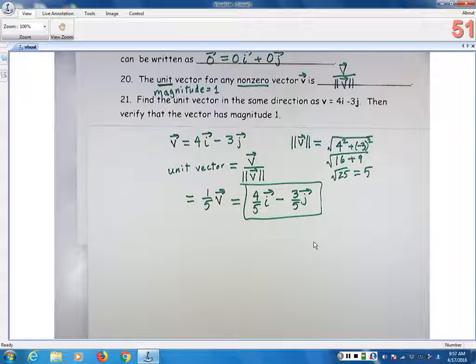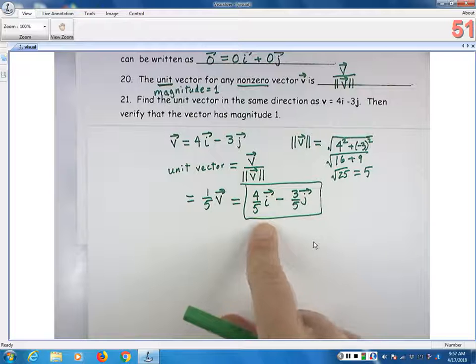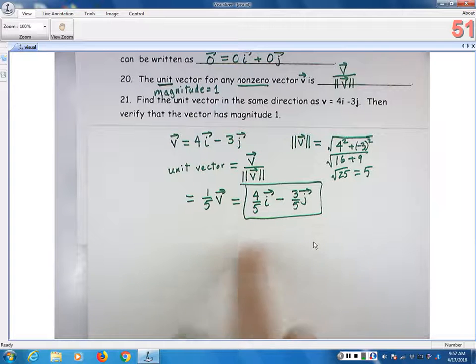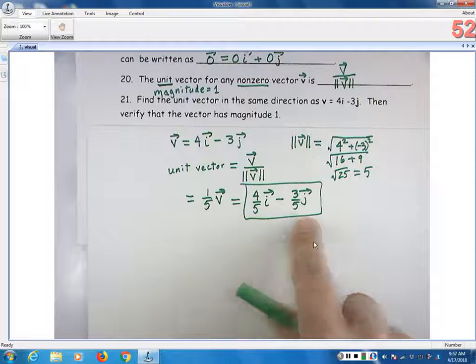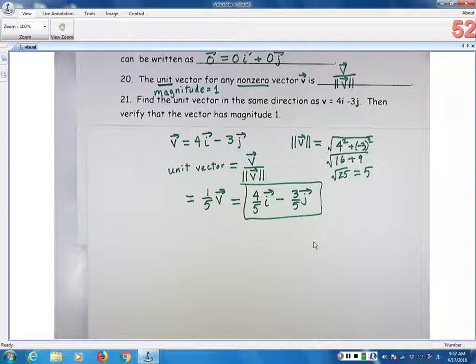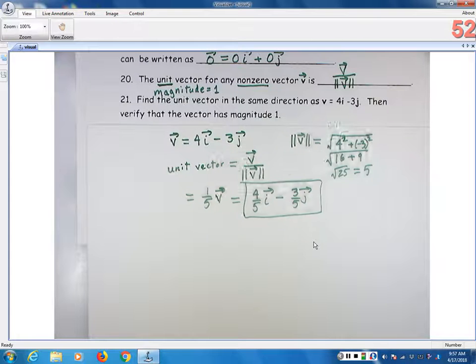I double checked it. Is this really a unit vector? Does this really have a magnitude of 1? So I went ahead and checked it on my building notes. I took 4/5 squared plus 3/5 squared and took the square root of that and showed that that was 1. Okay. But that's the unit vector.